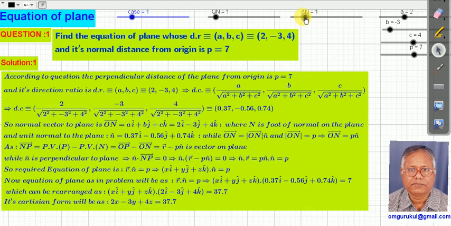Answer here. What I have made it here. According to the question, the perpendicular distance of the plane from the origin is 7 and its direction ratio ABC is 2, minus 3, 4.